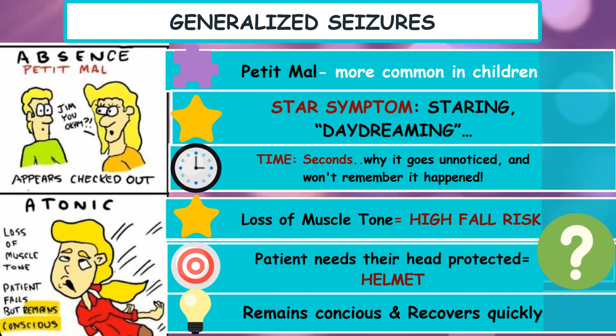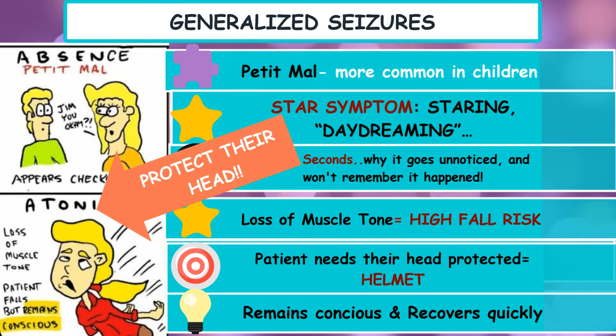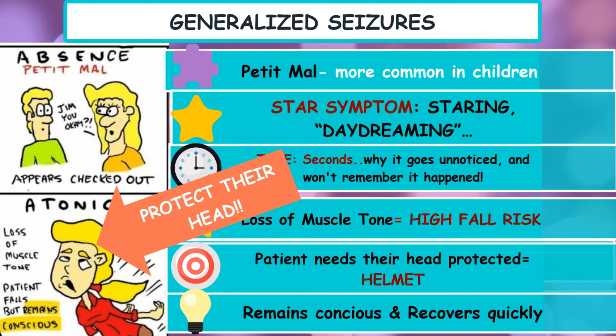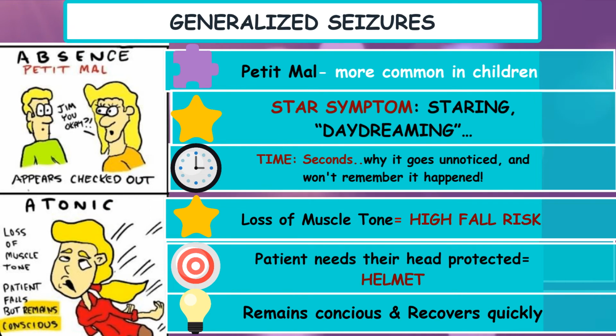So if the patient is at risk for falling due to losing muscle tone, they can injure what part of the body? Their head. As a nurse, you need to make sure that the patient's head is protected from injury. You should incorporate a helmet into the patient's plan of care as they can randomly fall at any time. Very important, the patient remains conscious and the recovery is super quick.